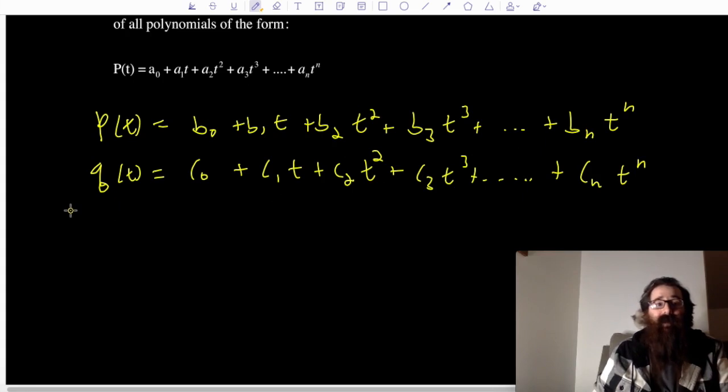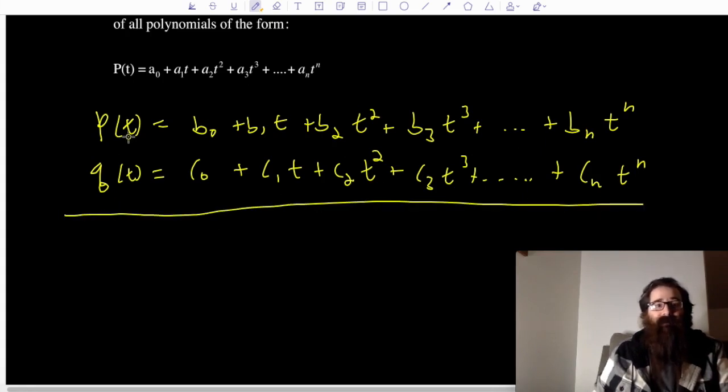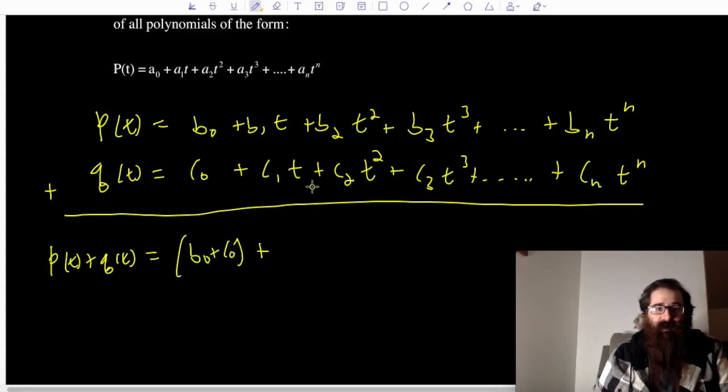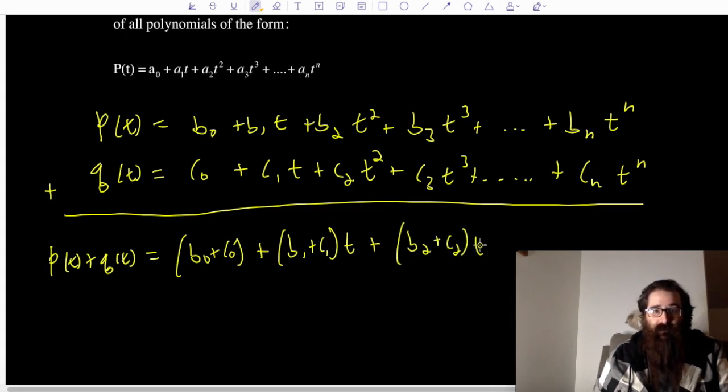If I were to add these together, so what if I were to take these 2 elements that exist in the polynomial space and add them together? What is that going to give me? Well, that's going to give me some new polynomial, namely p at t plus q at t. What's going to happen here is I'm going to add and collect like terms, and I'll skip over some of the steps there, but I'm going to have this constant term b sub 0 plus c sub 0, and I'm going to have a coefficient on t when I add these together. That's going to be b sub 1 plus c sub 1 times t. I'm going to have a coefficient on t squared, b sub 2 plus c sub 2 times t squared. And just so I don't run out of room, I'll do plus dot dot dot.